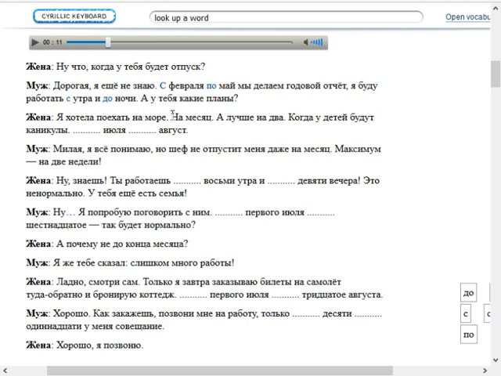А у тебя какие планы? And what plans do you have? Я хотела поехать на море. I wanted to go to the sea, because of course you did. Women always want to go to the sea. На месяц. На месяц, which we should know now means for a month. На месяц, we're going for a month. А лучше на 2. It's better to go на два, like as a pair. So на два means in a group of two. It's better to go as a group of two. Когда у детей будут каникулы.